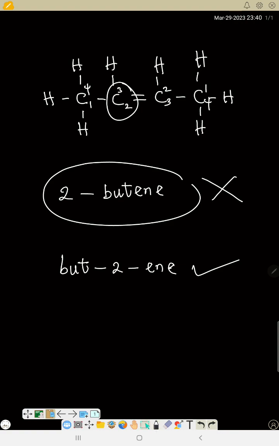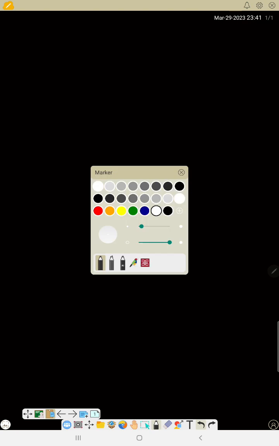Or I can simply say butene also, because if I number forward like this, the double bond is after two carbons. If I still number backward this way, it's still after the second carbon. So that means it can still be but-2-ene in short. Now let's say another one, then I'll continue in another video.